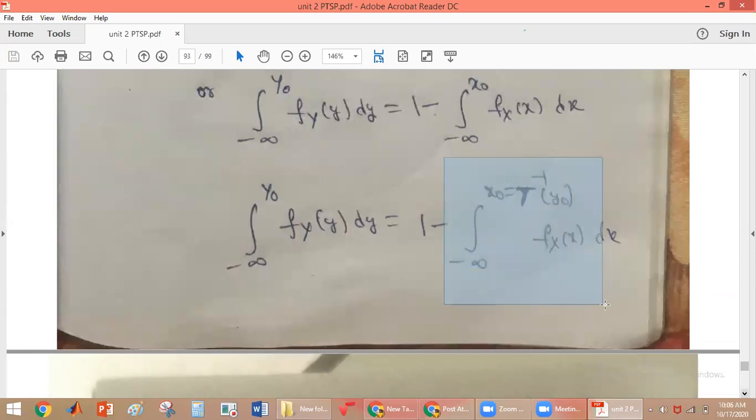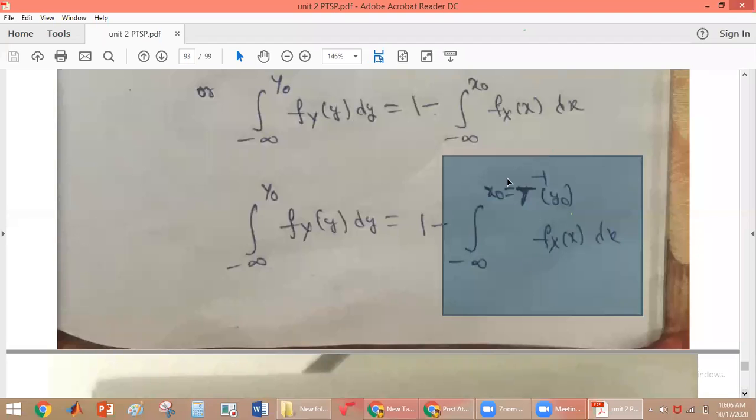And what is that Leibniz rule? Just now we have discussed. First we substitute the upper limit and differentiate the upper limit with respect to y naught, then the minus becomes plus. Substitute the lower limit: Fx of minus infinity is 0, so the second term becomes 0. The third term is the integral from minus infinity to T inverse y naught of the partial derivative of fx of x with respect to y naught. Since there is no y term in fx of x, the partial derivative is 0, so the third term will also be 0.